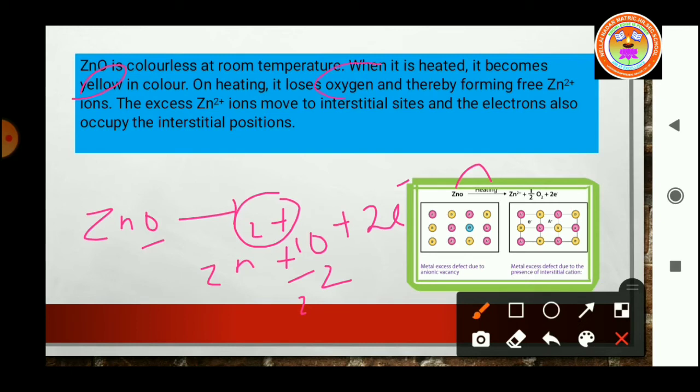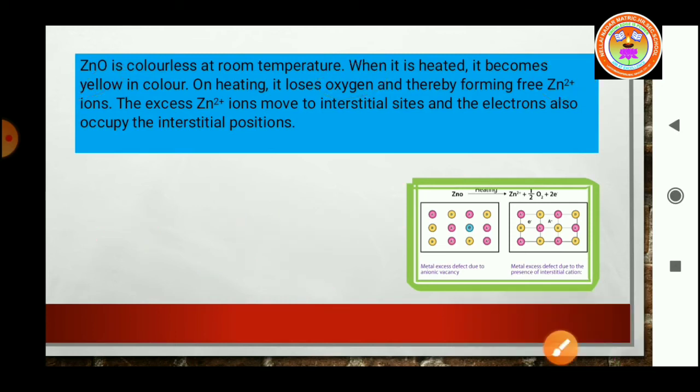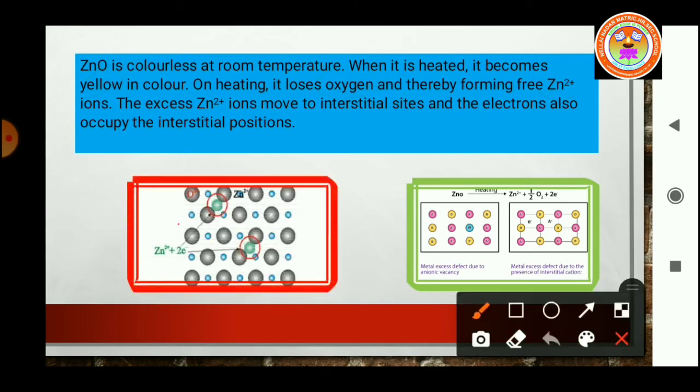That is oxygen, and also thereby forming free Zn2+ ions. Now clear? Which ion is formed here? Zn becomes Zn2+. So the excess Zn2+ ions move to the interstitial sites, and electrons also occupy the interstitial position.